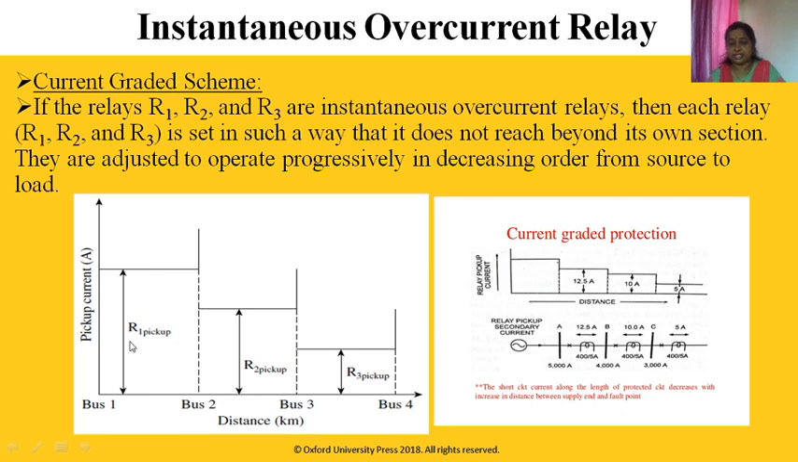So the current setting is done. Here we will have the maximum setting, meaning the pickup current is more. Here the pickup current is less. Here the pickup current is again less. So grading is done from the source end to the far end. They are adjusted to operate progressively in decreasing order from source to load. Here it is 12.5 ampere, here 10 ampere, here 5 ampere. You got it?